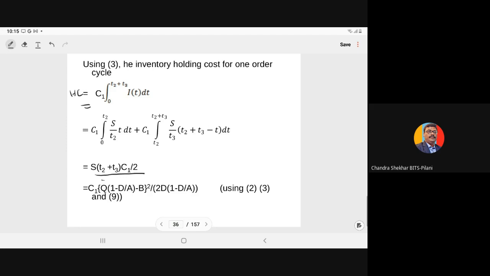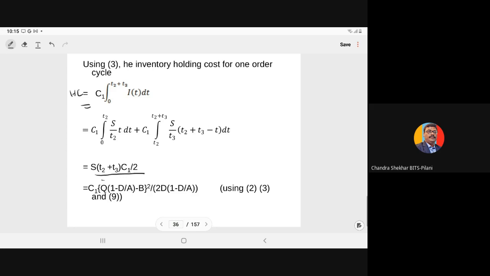Inventory level will increase with the delivery and will decrease with the demand. So I(t) is continuously changing. So I(t) into dt. We break this integral into two integrals depending on the range 0 to T2 and T2 to T2 plus T3.